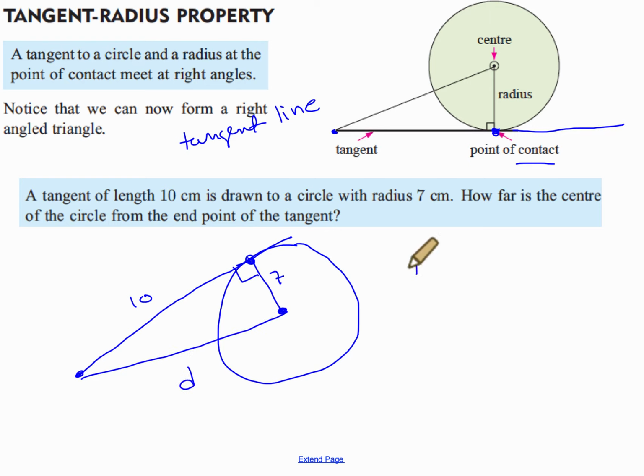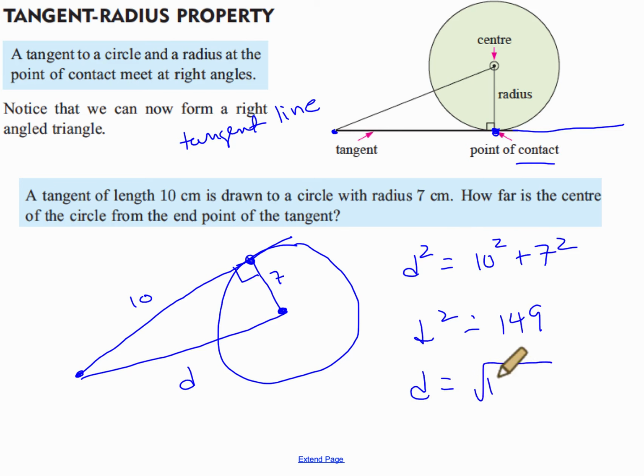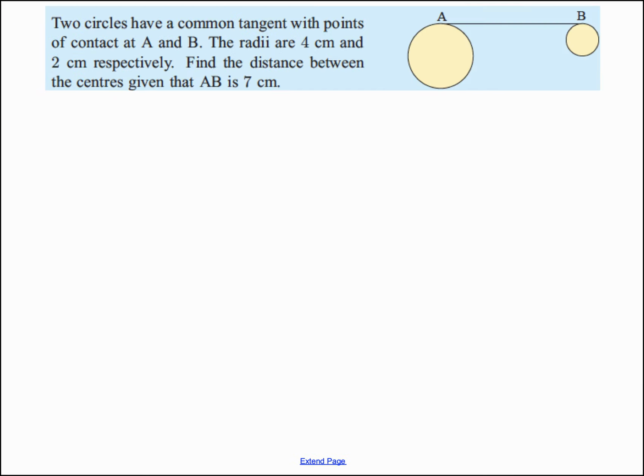Well, kids, right triangle, d squared equals 10 squared plus 7 squared. d squared equals 149. So d is going to be equal to the square root of 149, which cannot be simplified, but if we have a calculator, that's approximately 12.2 centimeters. Again, I would prefer to just leave it as square root of 149.